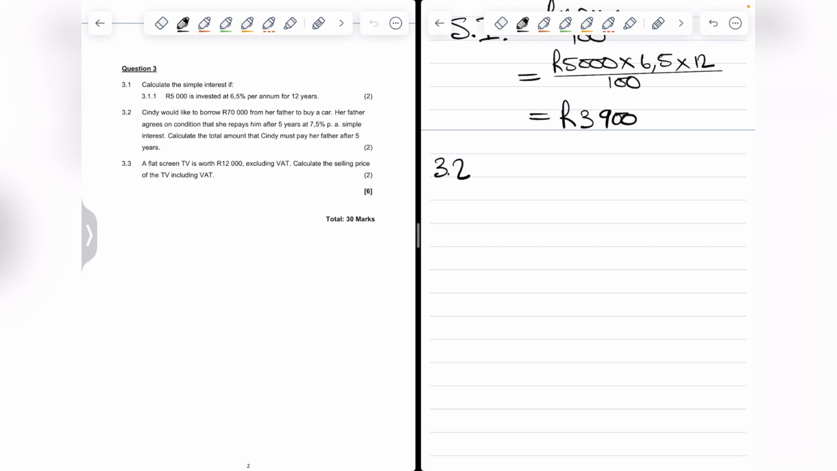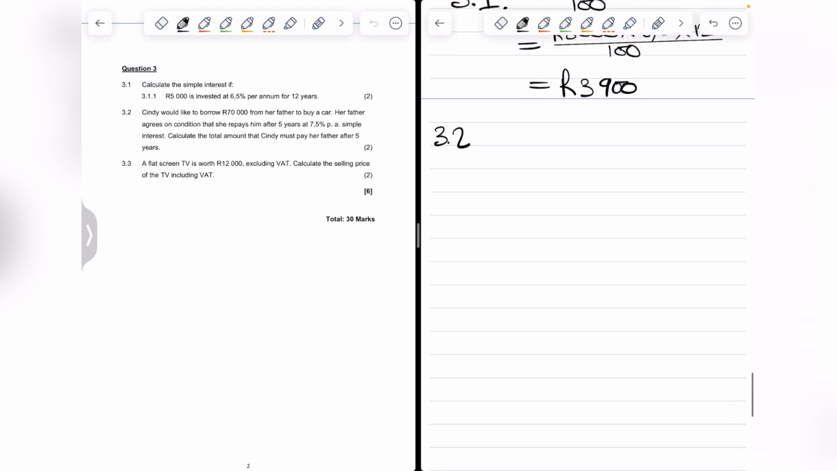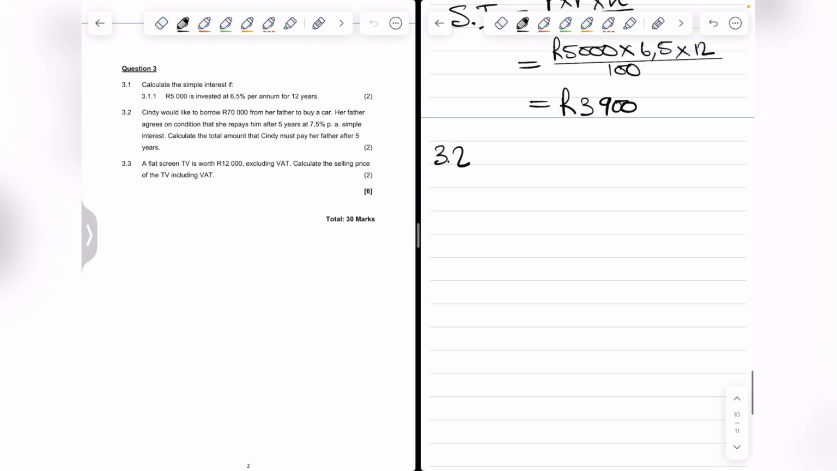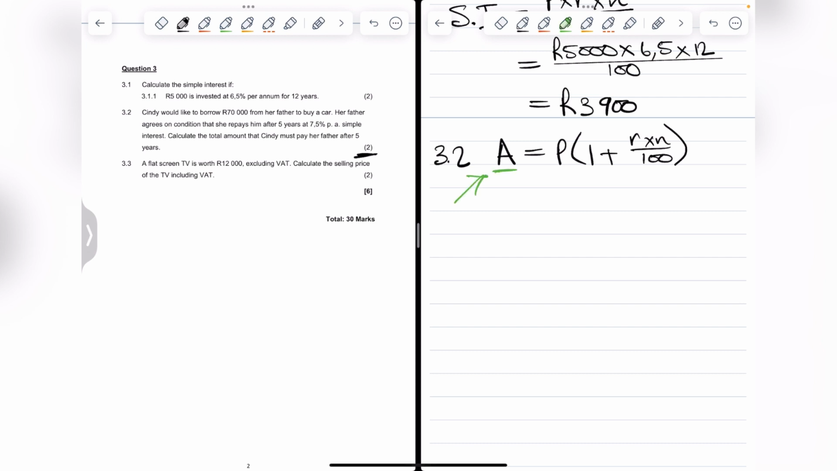So that means the final amount. So I'll just do it quickly. You'll notice that this is 2 marks here. So that means you can just use the formula there, which is A is equal to P times 1 plus R times N over 100. And that is the formula for calculating the final amount using simple interest. So A, of course, refers to my final amount.